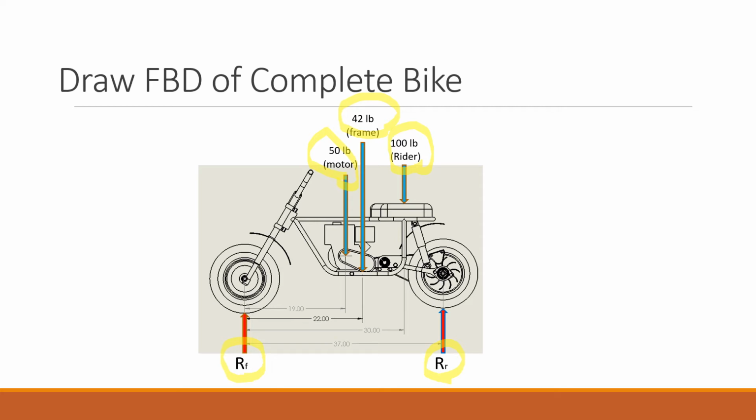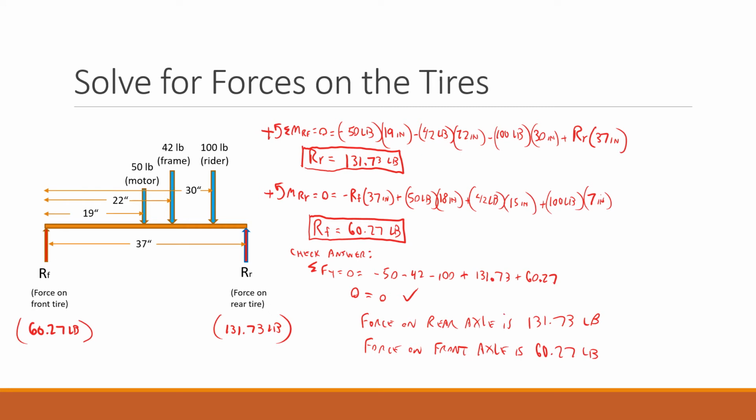Now what I'm going to do is solve for those reactions. So here's my free body diagram. I took the motorcycle out, but this beam represents the bike. There's my front, and there's my rear. There's my rider, my frame, and my motor, and the same distances I showed. So if I sum moments around here, I can solve for the reaction at the rear, and that turns out to be 131.73 pounds. I sum moments around the rear and solve for the force at the front just to verify, and that turns out to be 60.27 pounds.